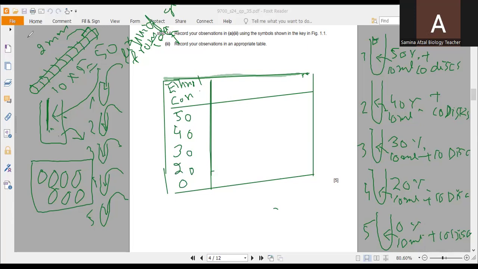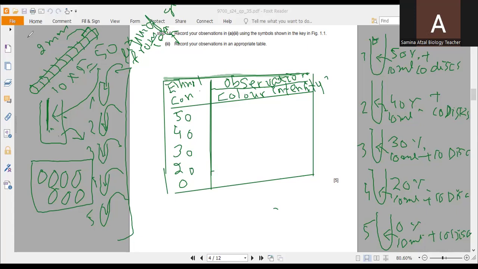Now, observation, color intensity. So you have to write your answer according to your findings, according to the color which you will observe in these test tubes in which you have poured the solution from the large test tubes without discs, after keeping the discs in them for about 10 minutes.